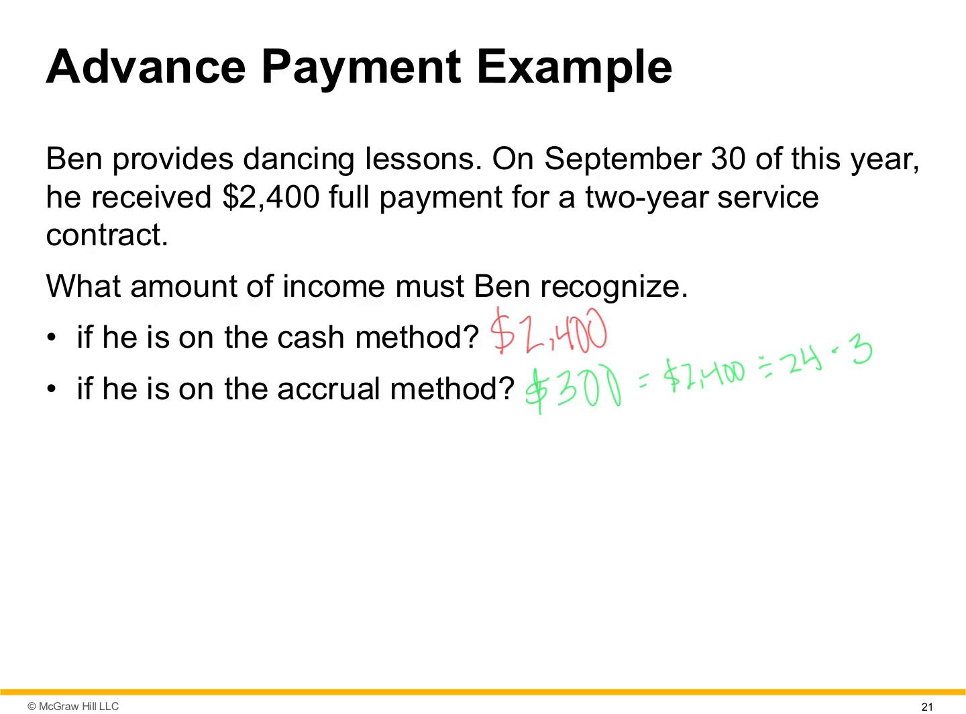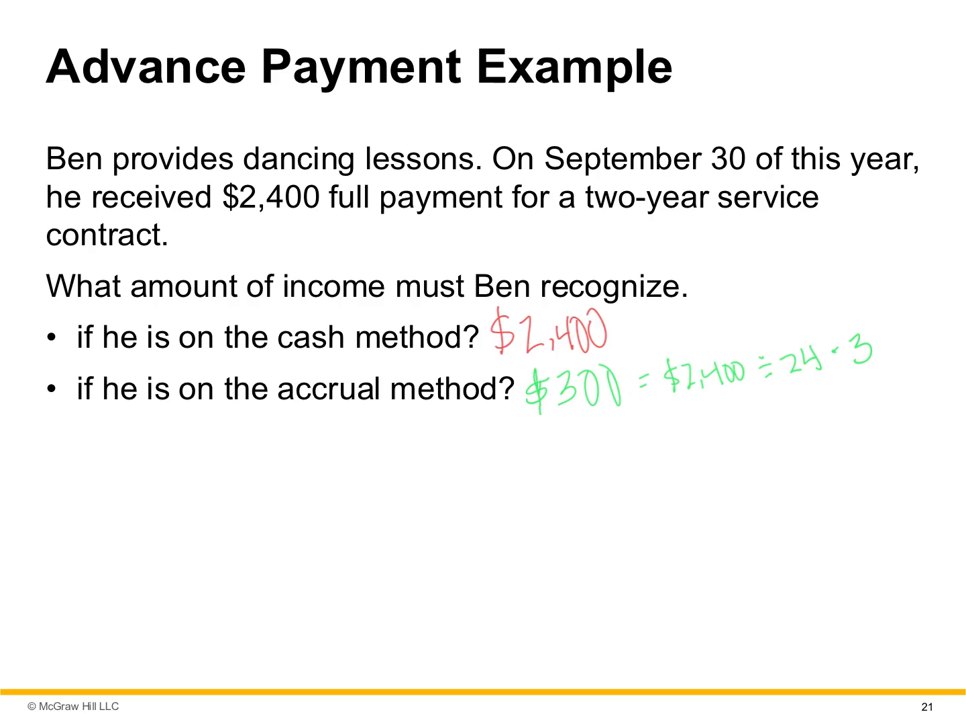And again, I will reiterate that exam tip again. Pay close attention to your dates, because that will dictate how many months you need to consider for the expenses. So since the payment was received September 30th, the months that we are considering are October, November, and December for the year. So that's 3. So that is for this year.